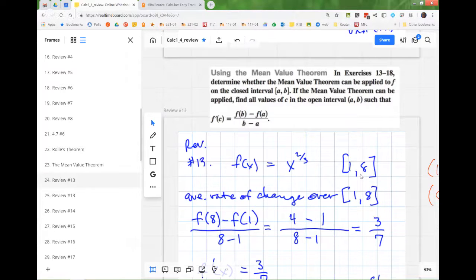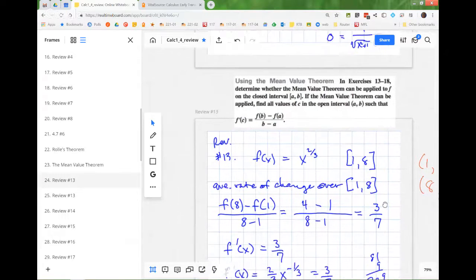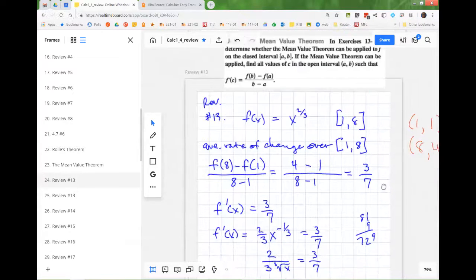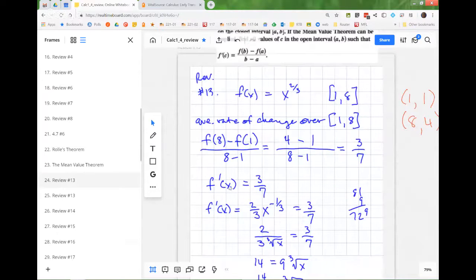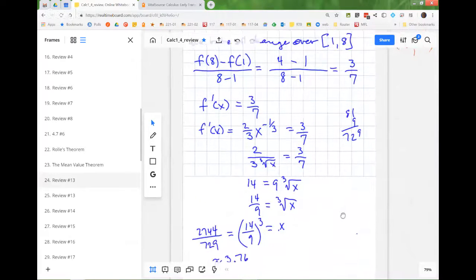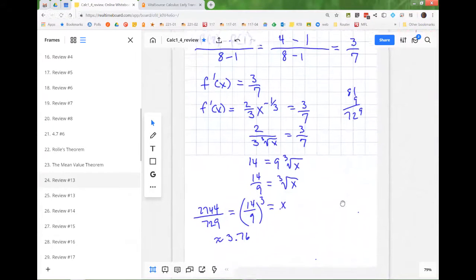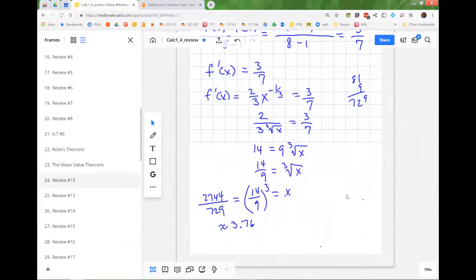So the first thing you do is you find the two points, and you find the slope, which we found was 3/7. Then the question was, when does the derivative equal 3/7? And so then we found the derivative of our function, x to the 2/3. We set it equal to 3/7. And then we were able to find that there's at least one point where the slope is equal to 3/7, and it's located at 14/9 cubed.